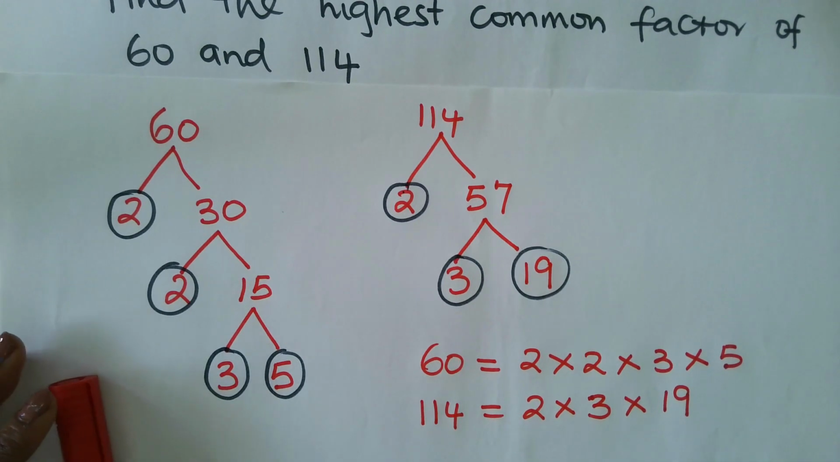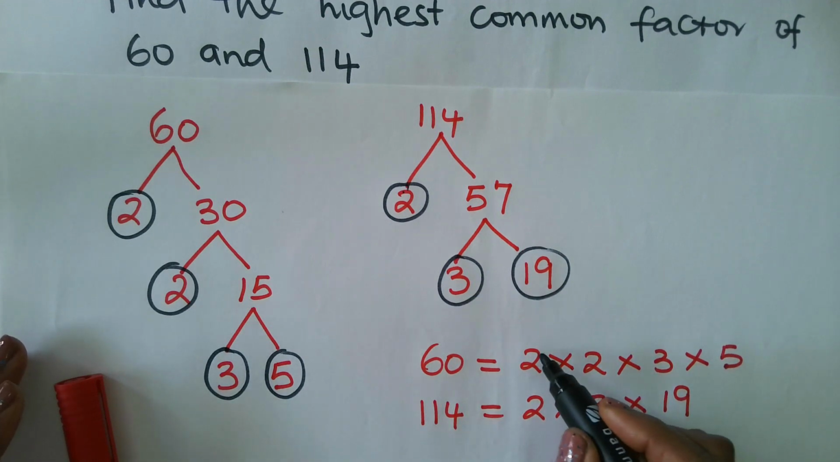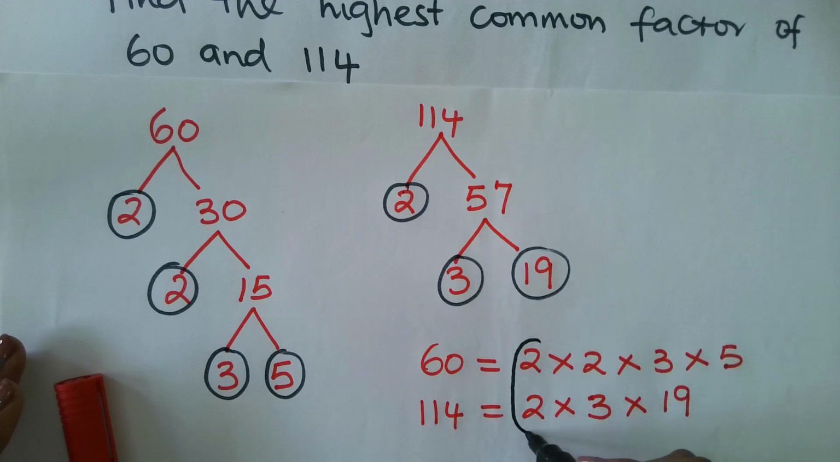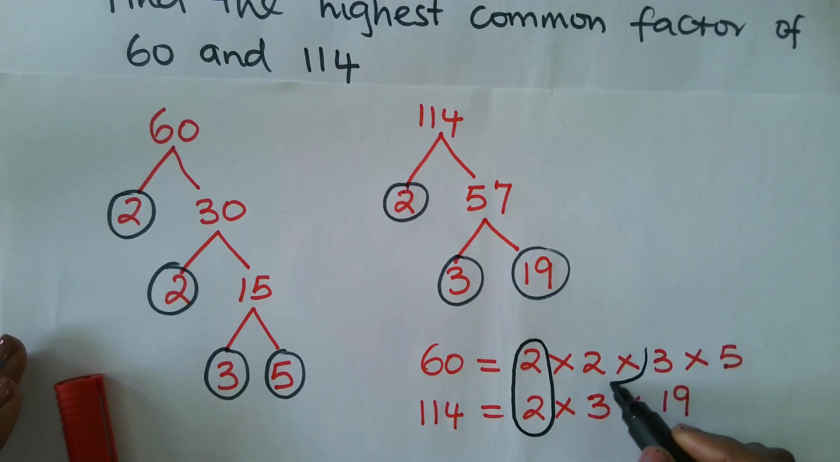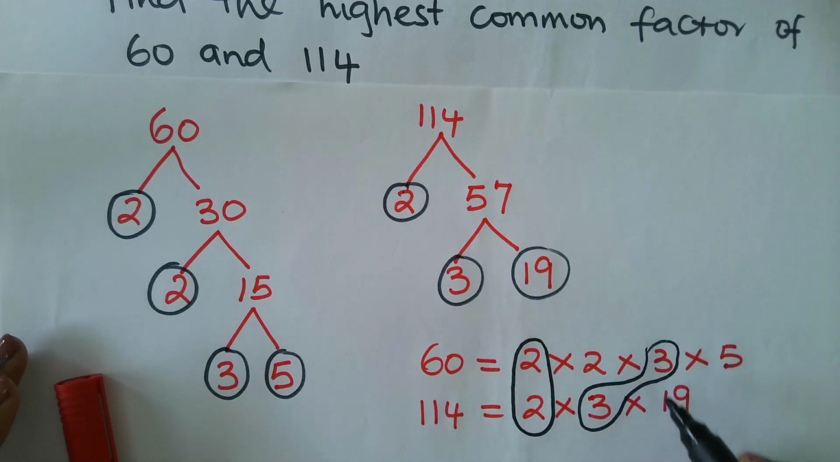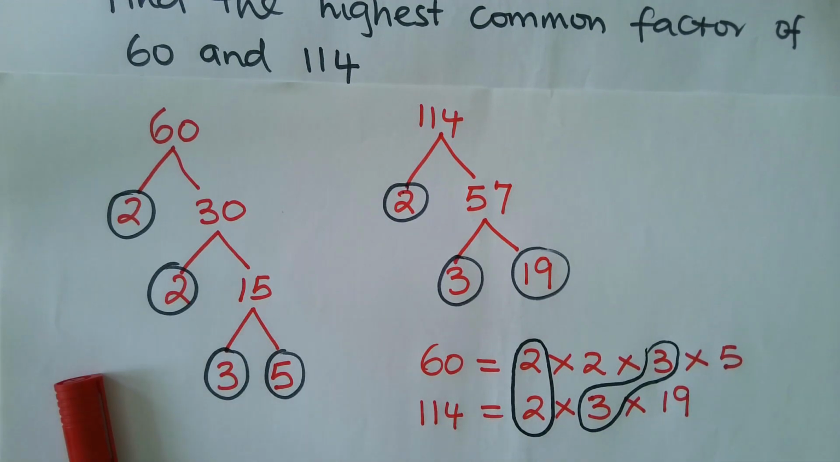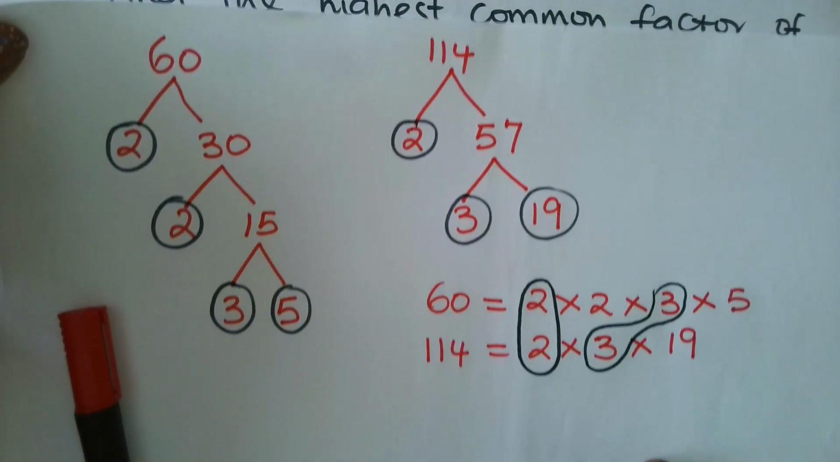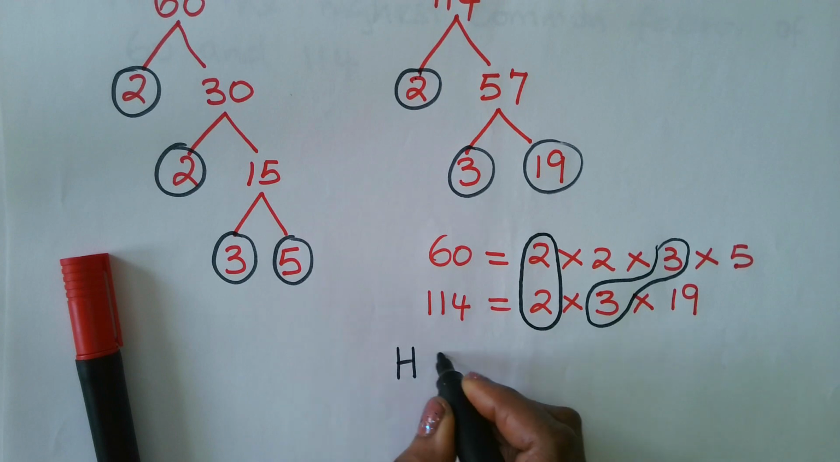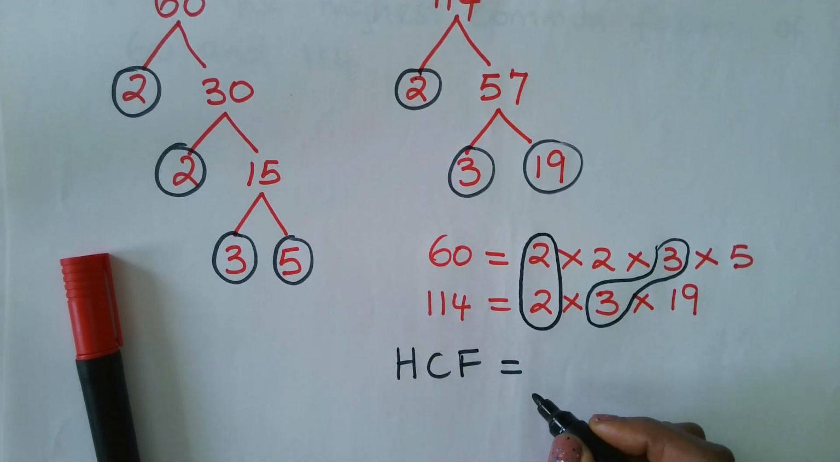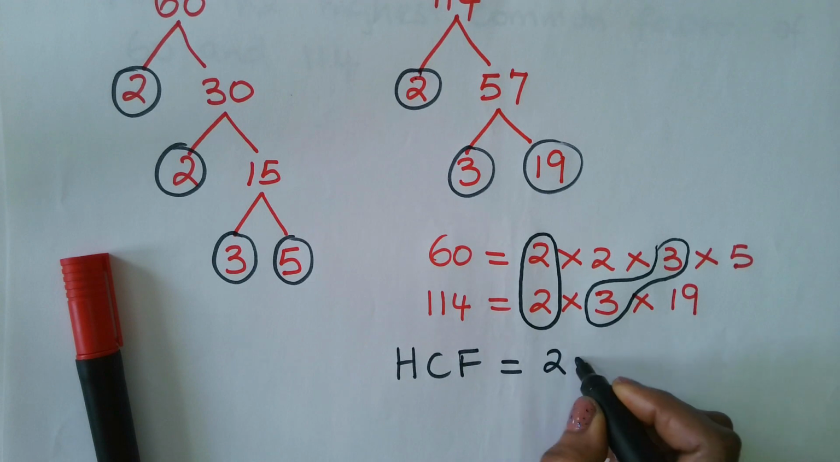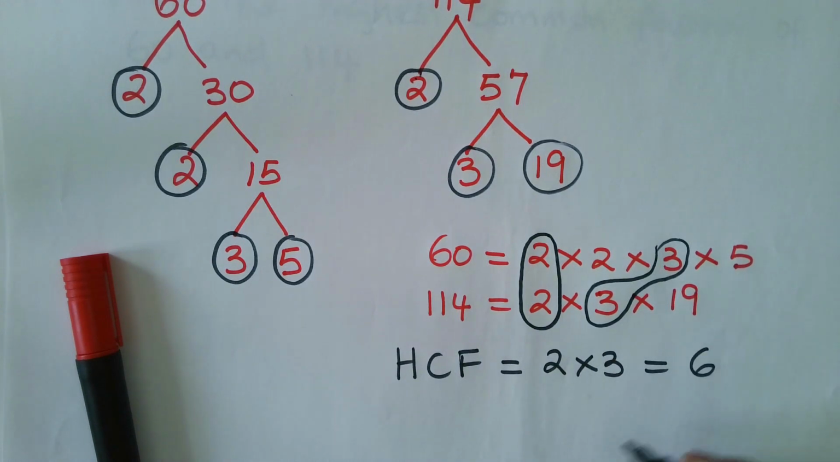So when we have arranged it this way, we're going to choose the common numbers. What is common to 60 and 114? We've got 2, and then we've got another one which is 3. So the highest common factor for 60 and 114 would be 2 times 3, which will give us 6. So the HCF is 6.